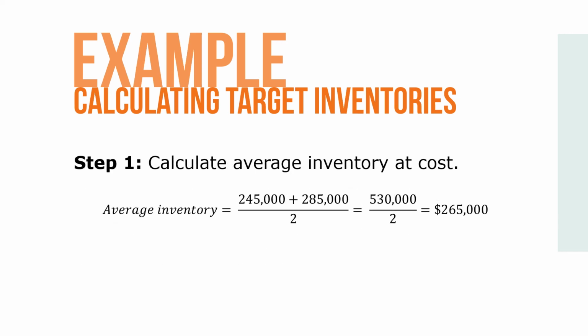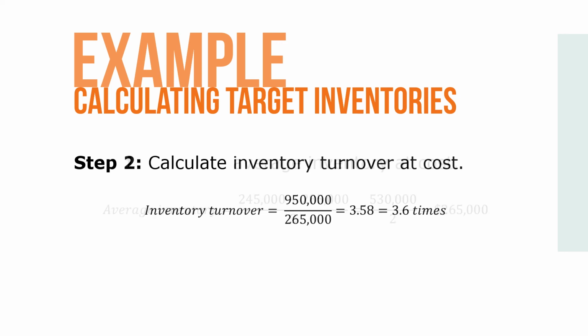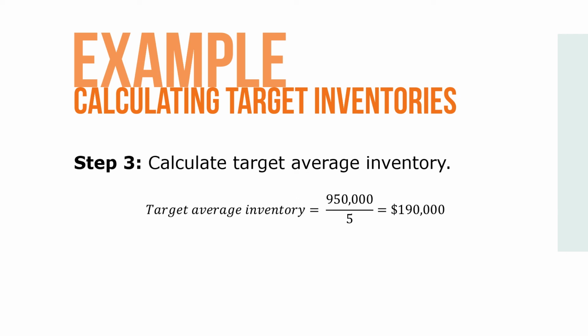Step 1. Calculate the average inventory at cost, which is equal to $245,000 plus $285,000 over 2. That gives us an average inventory of $265,000. Step 2. Calculate inventory turnover at cost, which is equal to $950,000 over $265,000, which is equal to 3.58, or 3.6 times. Step 3. Calculate the target average inventory, which is equal to $950,000 divided by 5, which equals $190,000.